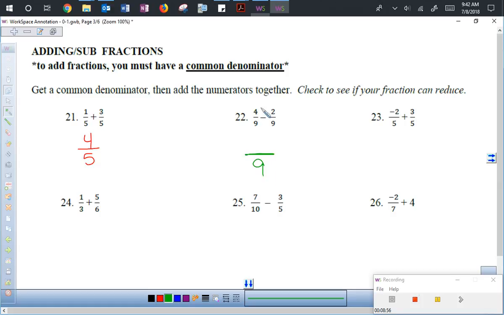So let's talk 4 minus 2. I know that the 9s has to stay the same, so the 9 comes down here. 4 minus 2 is 2. Now let's double check. 2 over 9 cannot reduce.